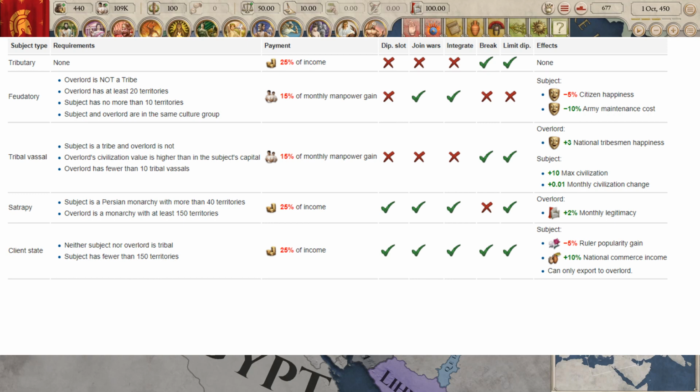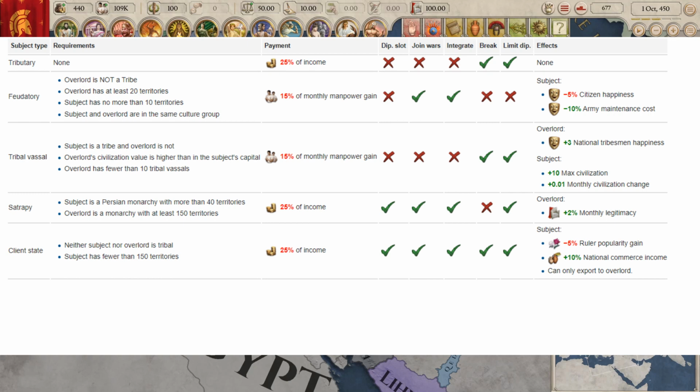On the plus side, they don't cost you any diplomatic relation slots, so you can have as many as you want without penalty. In my opinion, this is the worst type of vassal. Try to avoid creating these. Trust me, there is so much better out there at your disposal.